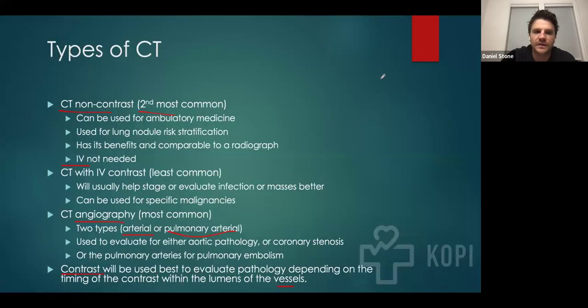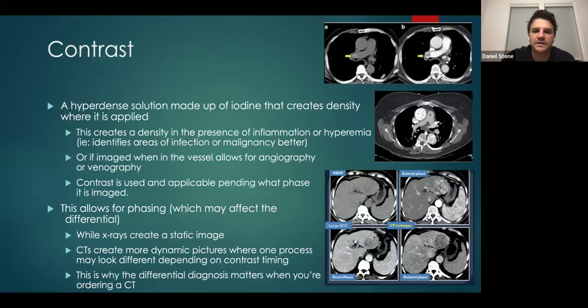The contrast is best used to evaluate either the lumens of the vessels or the blood flow. Contrast is basically a measure of density based off of blood flow. When you're talking about creating a density, you want to understand that contrast is a hyperdense fluid that has iodine. When you're injecting it, you're trying to evaluate for the presence of inflammation or hyperemia, and you want to time the contrast based off of your clinical suspicion.